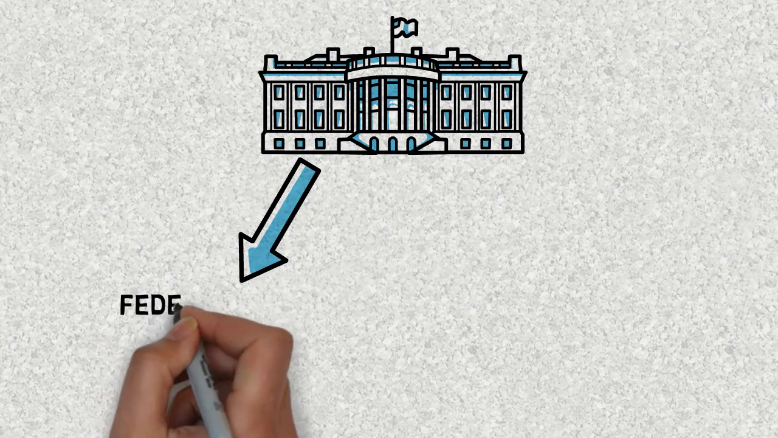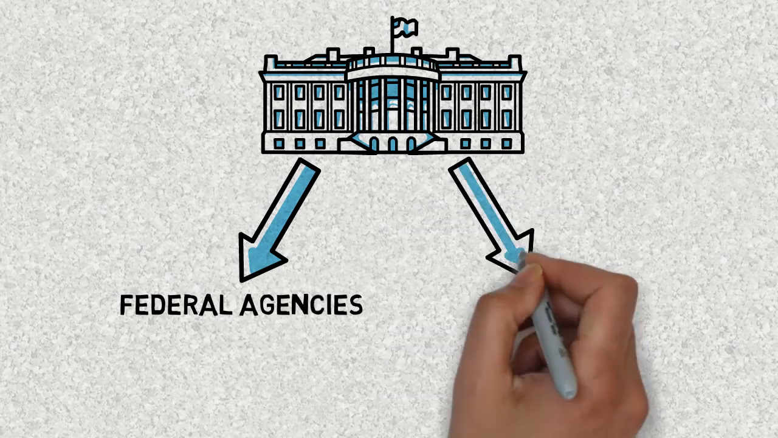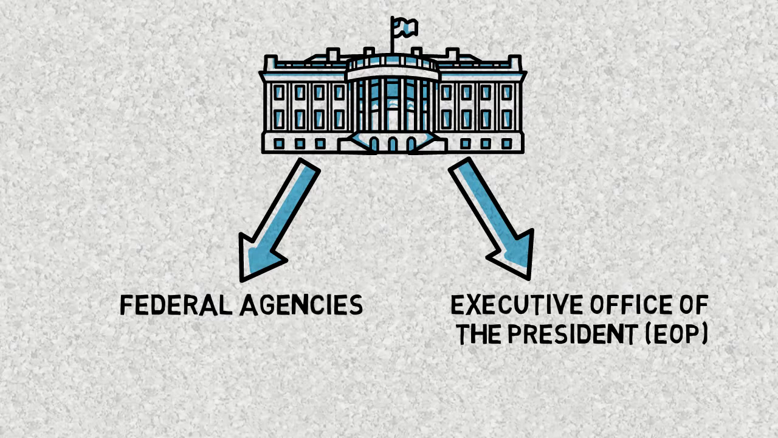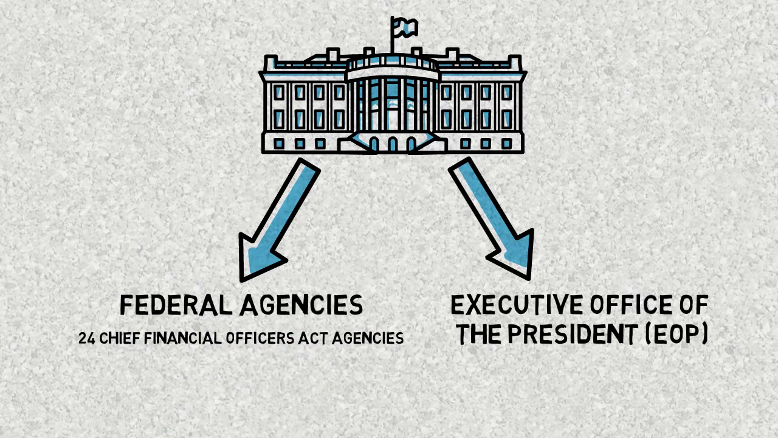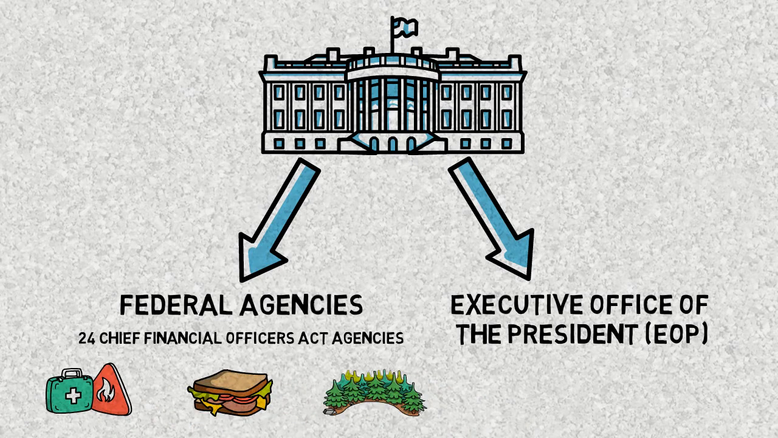The executive branch is made up of over 100 agencies and the executive office of the President. But today, we'll focus on the 24 major agencies, also known as the Chief Financial Officers Act agencies. These 24 agencies have vast responsibilities that affect the daily lives of all Americans, from disaster relief to school lunch programs to our national parks.